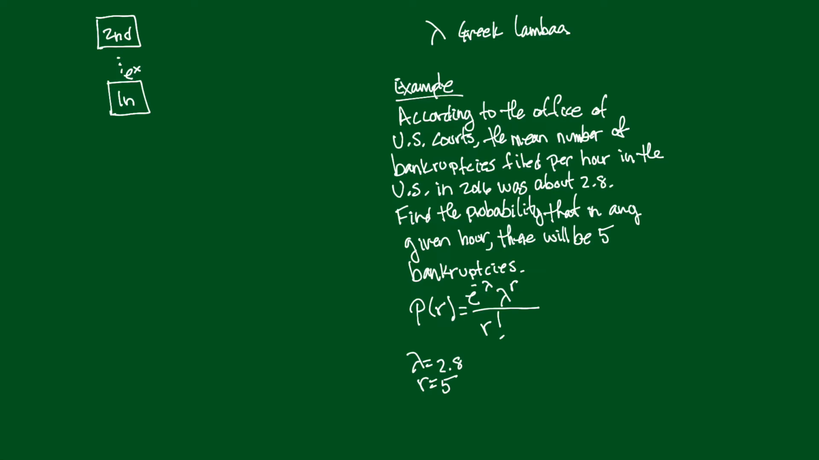Press second, e to the x. All right, so second, e to the x. And then what you want is negative lambda. Now, you need negative.